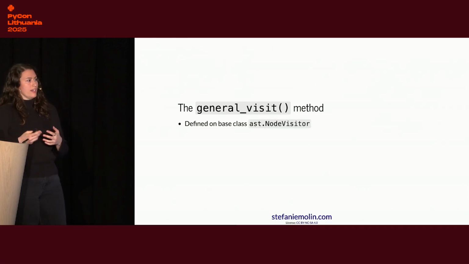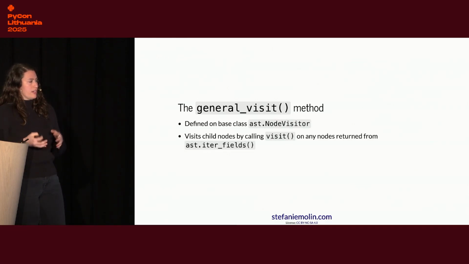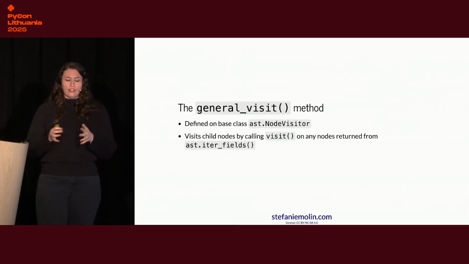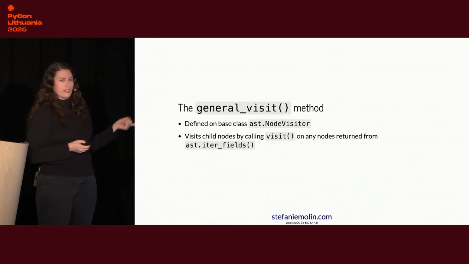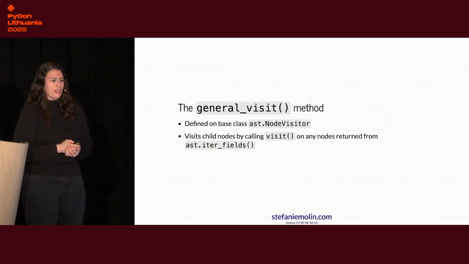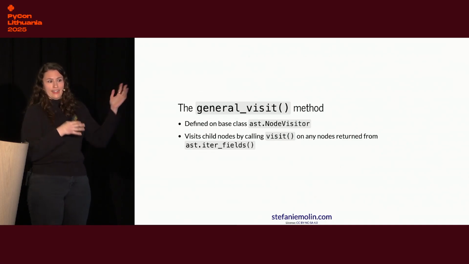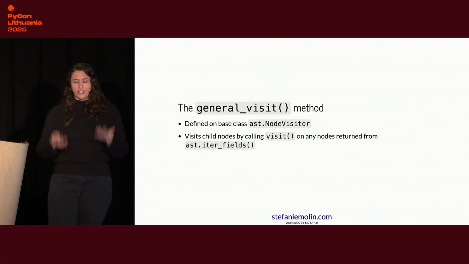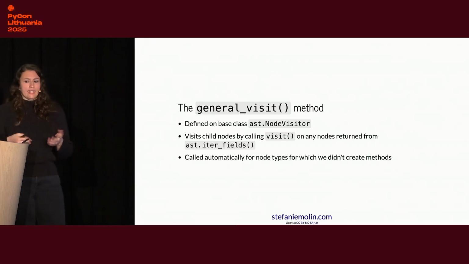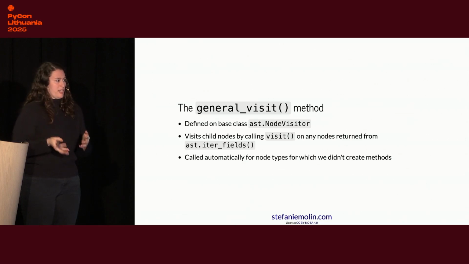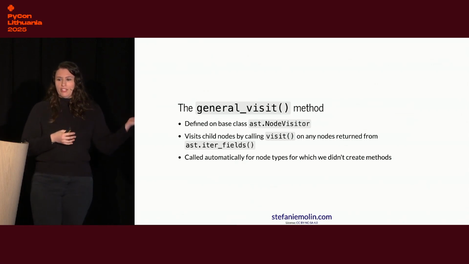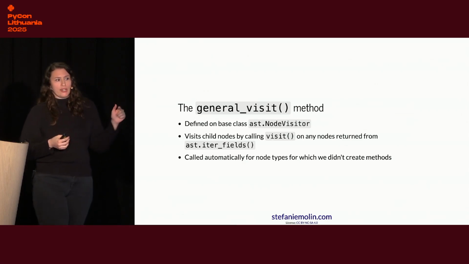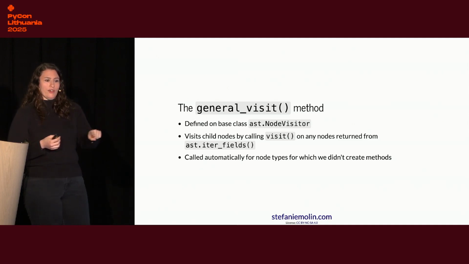So this is defined on the base class, and it's going to go and visit the child nodes for each of the nodes that we're currently visiting using the iter fields function that the AST provides. So that includes the body and then the args field that I mentioned, anything else that might have nodes that can be explored. And that makes sure that those are surfaced. And this is actually called automatically for node types that we don't create those methods for. But the problem was that once we created the method for the module, this was never called, and so the traversal stopped at the first node.